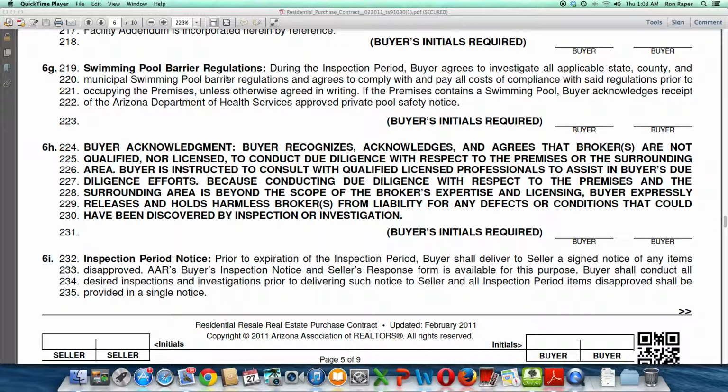Swimming pool barrier regulations. During the inspection period, buyer agrees to investigate all applicable state, county, and municipal swimming pool barrier regulations and agrees to comply with and pay all costs of compliance with said regulations prior to occupying the premises unless otherwise agreed in writing. If the premises contains a swimming pool, buyer acknowledges receipt of the Arizona Department of Health Services approved private pool safety notice. Buyer's initials required. Buyer.